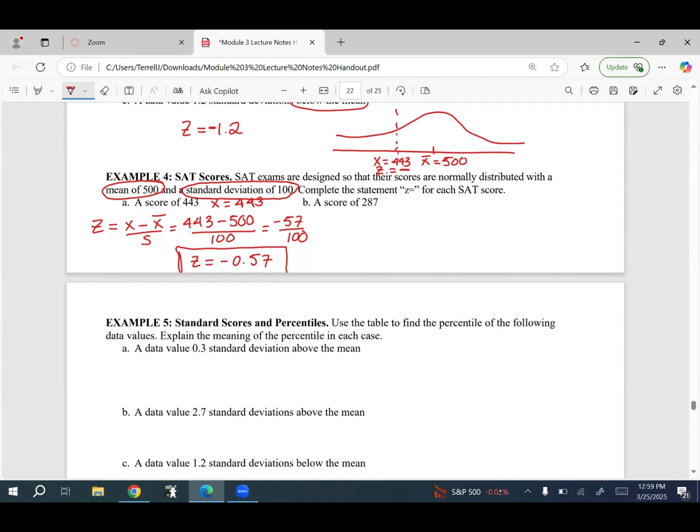Same with part B here. 287 is somewhere to the left of the mean, so I should expect my z-score to be negative. It would be your data value, which is 287 in this case, minus the mean divided by the standard deviation. In the numerator, I would get negative 213 divided by 100. And when you divide that, you should get negative 2.13.